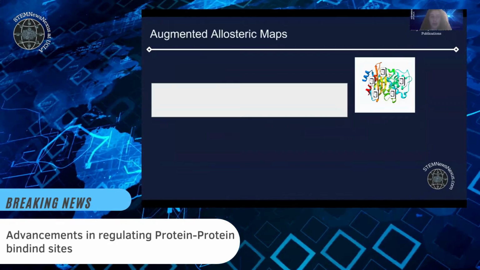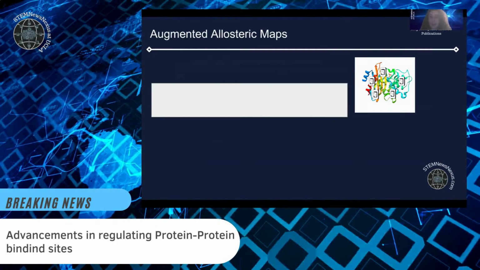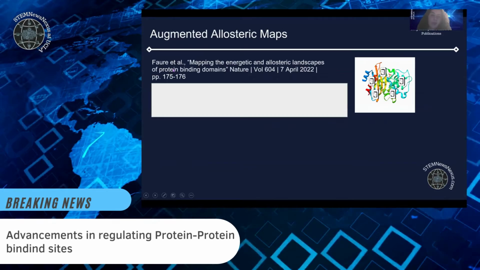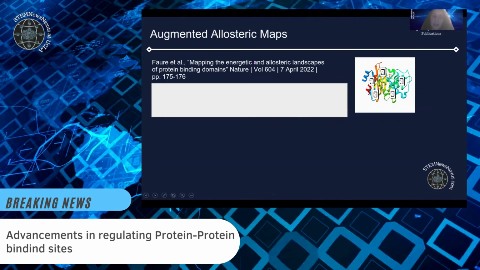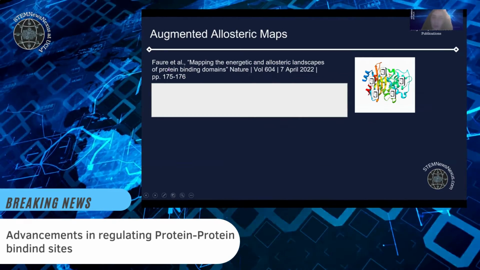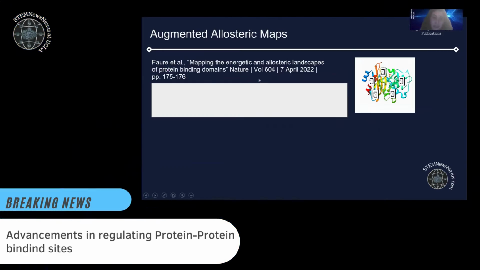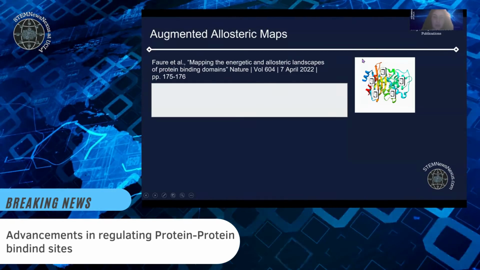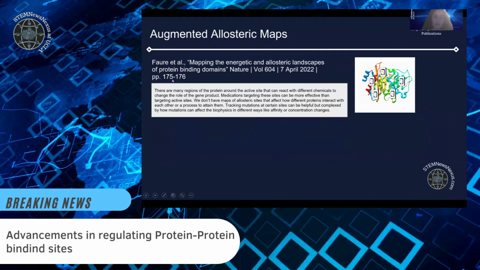So let's get started on my paper for augmented allosteric maps by this paper in Nature entitled Mapping the Energetic and Allosteric Landscapes of Protein Binding Domains, published on April 7th of 2022, and these are the pages I'm referencing.